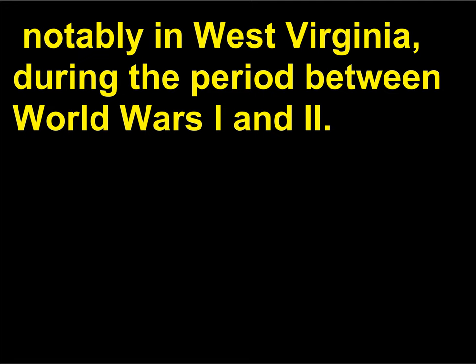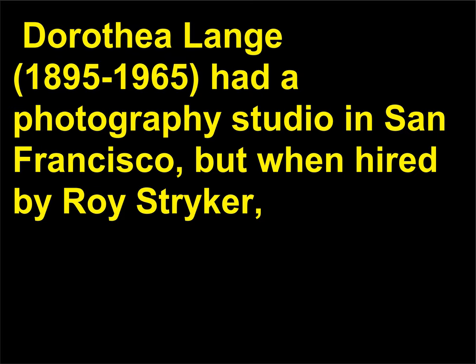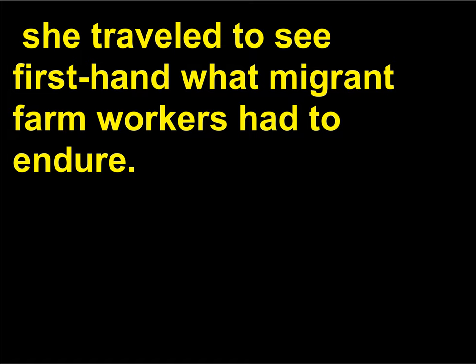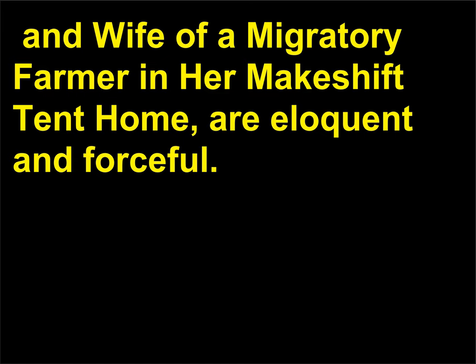Dorothea Lange, 1895 to 1965, had a photography studio in San Francisco, but when hired by Roy Stryker, she traveled to see firsthand what migrant farm workers had to endure. Her photographs, including Migrant Mother, 1936, Migratory Cotton Picker, 1940, and Wife of a Migratory Farmer in Her Makeshift Tent Home, are eloquent and forceful.